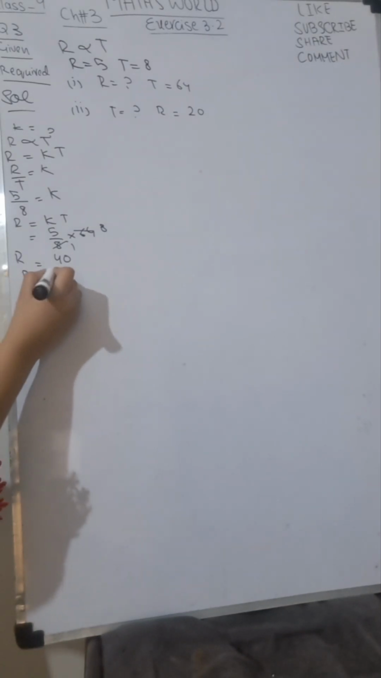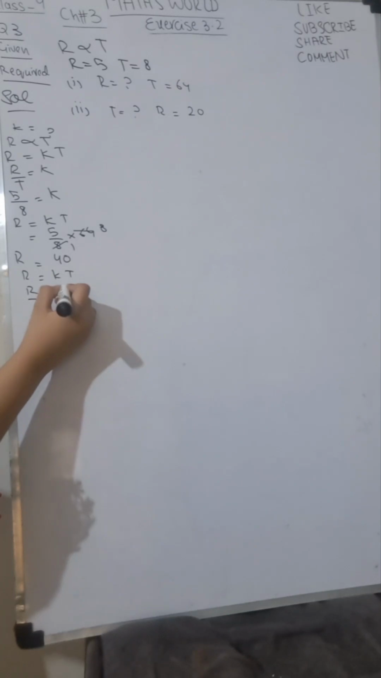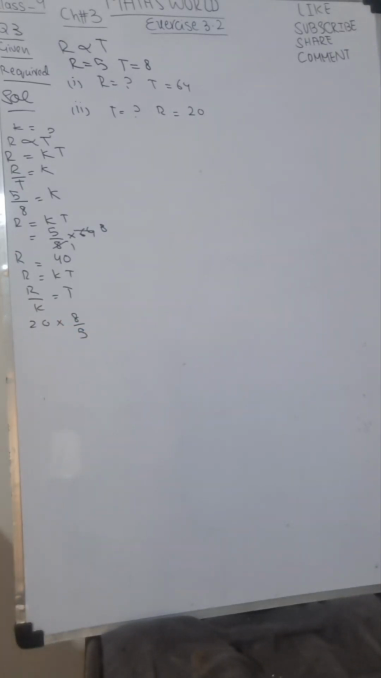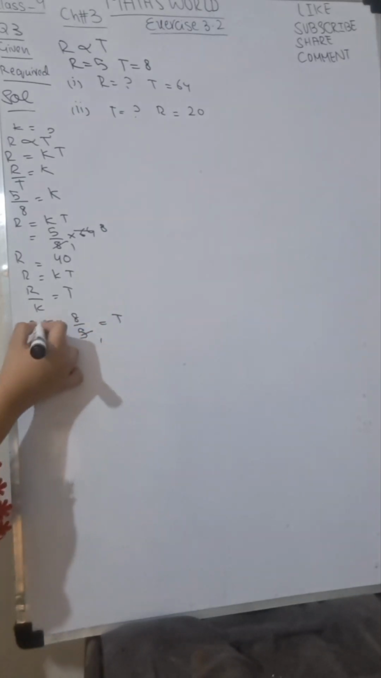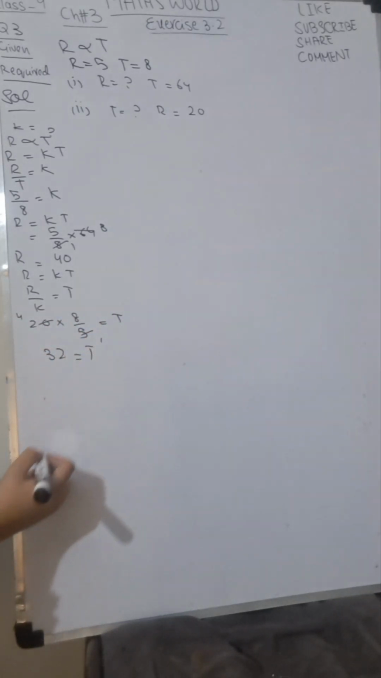Then r is equal to kt. You are going to find the value of t. So r by k is equal to t. r is 20 and k is 5 by 8. So for 5 by 8, you can reciprocate it and multiply by 8 by 5. Okay. So 5 1s are 5, 5 4s are 20, 4 8s are 32, which is the value of t.